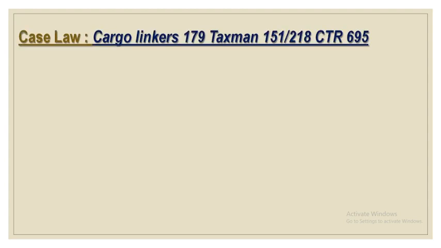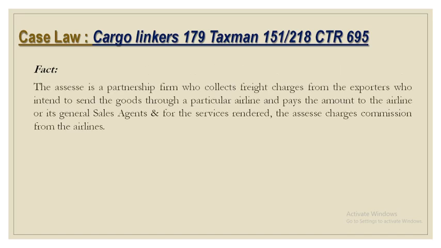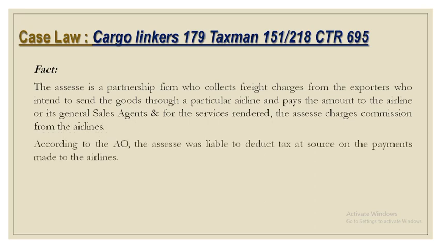Case law: Cargo Linkers, 179 Taxman 151 / 218 CTR 695. Facts: the assessee is a partnership firm which collects freight charges from the exporters who intend to send the goods through a particular airline and pays the amount to the airline or its general sales agents, and for the services rendered, the assessee charges commission from the airlines. According to the AO, the assessee was liable to deduct tax at source on the payments made to the airlines.